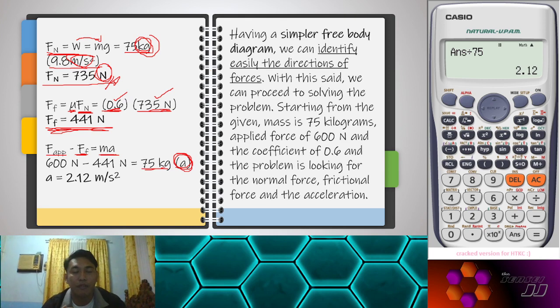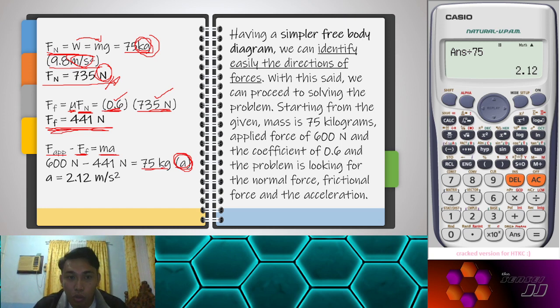So the purpose of having a free body diagram is to identify all of the directions of our forces. After identifying all the directions of the forces, this is the time that we make our own formula. Those formulas are just simple. It's just the addition and subtraction of x-axis forces and another x-axis force, and the addition and subtraction also of y-axis forces. So that is the essence of our free body diagram. You can easily identify those just by looking at it.